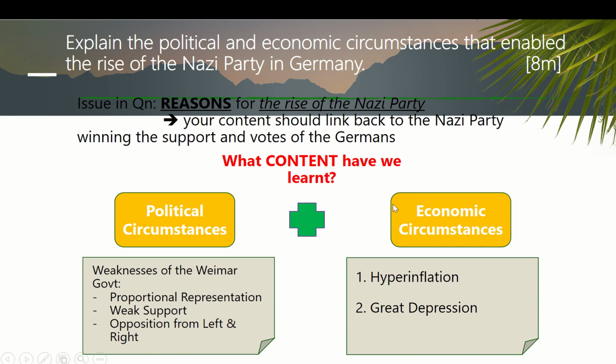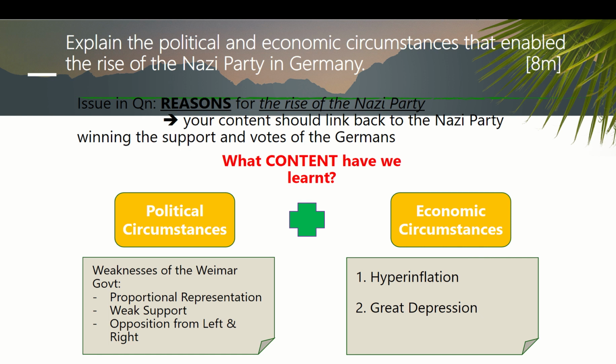Your next paragraph will be on the economic circumstances. What are the economic circumstances that we have learned so far? We have learned about hyperinflation, and we have learned about the Great Depression. Now that we have brainstormed on the relevant content, step 3 will be then to organize your answer in a PEEL format.